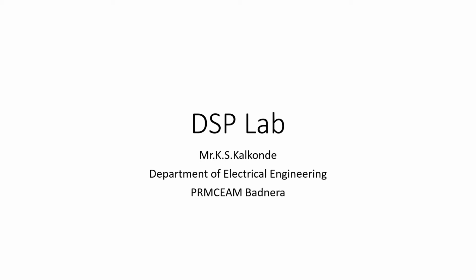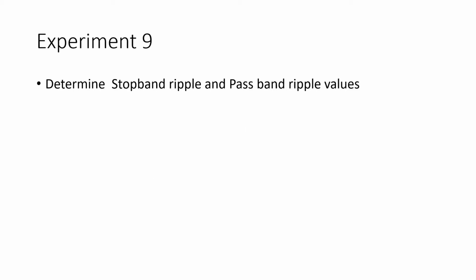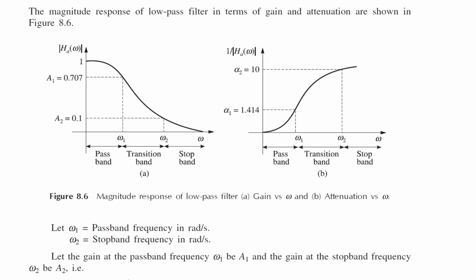Let us start our 9th practical. Determine the stop band ripple and pass band ripple values. That is our primary requirement, the experiment's aim. This is the theory part that we have discussed in our lectures and in the previous practical also.